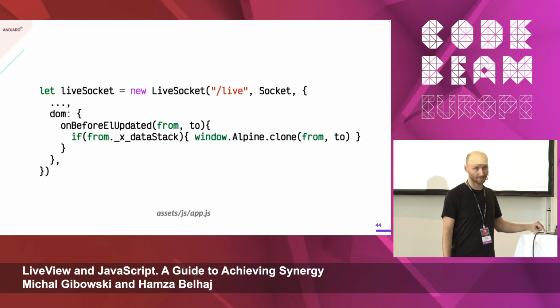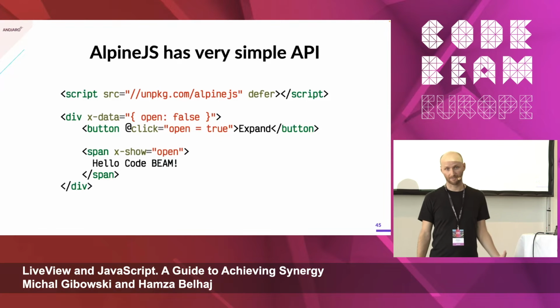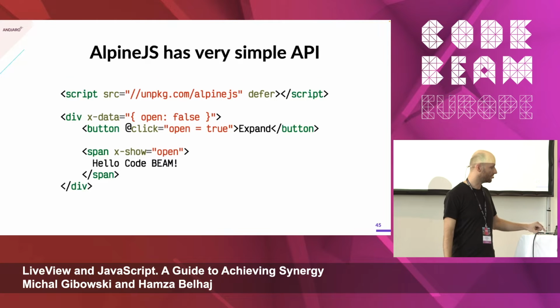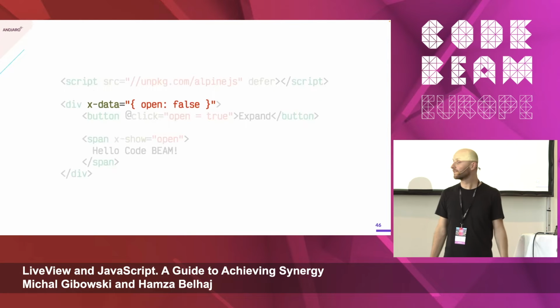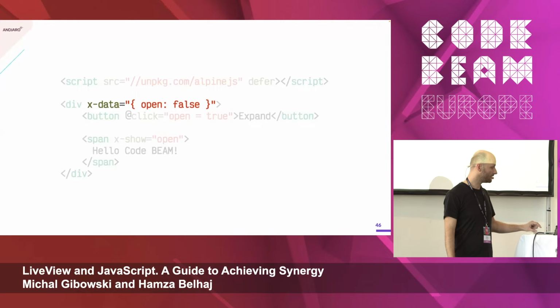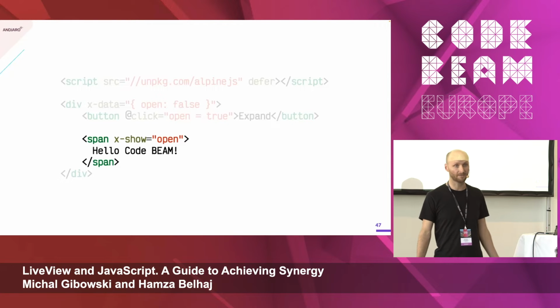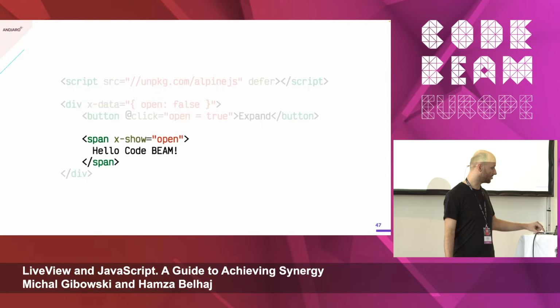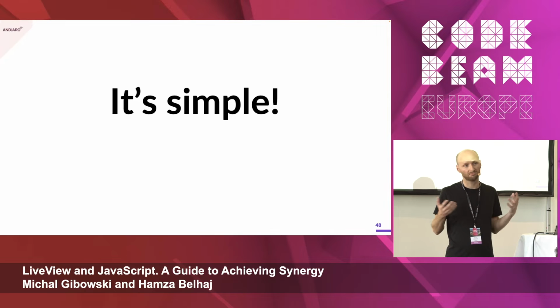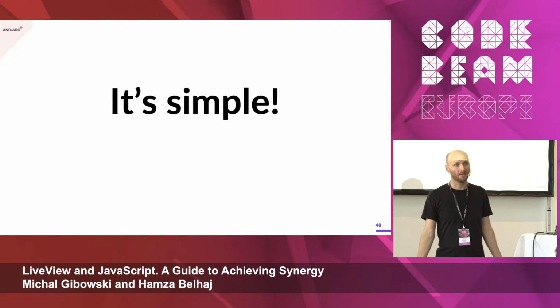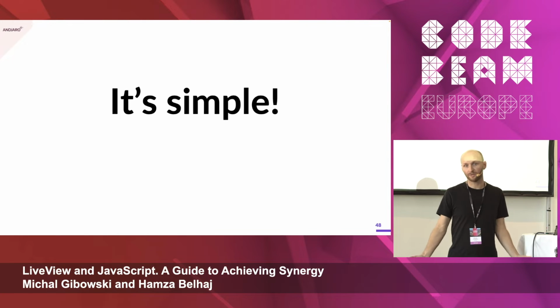And another advantage of Alpine is its very simple syntax, very simple API. This is how we declare the state. In this case, it's just one field of Boolean type, open. And this is how we use it in a template. So this fragment of the website will be shown or hidden depending on the state of the open field. So it is simple to write, simple to read, simple to understand, and that's a great advantage.